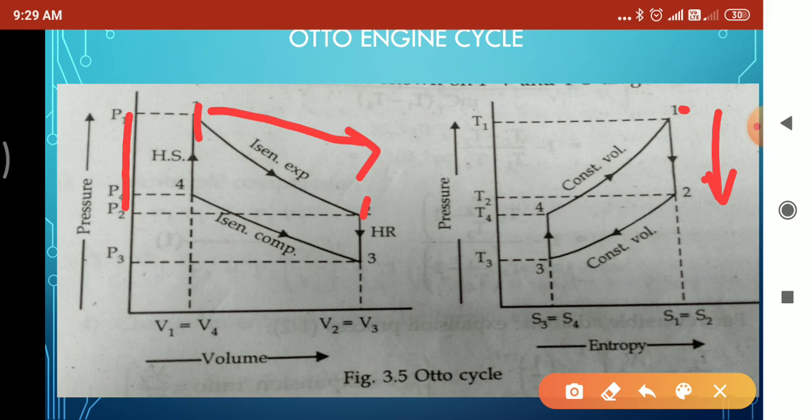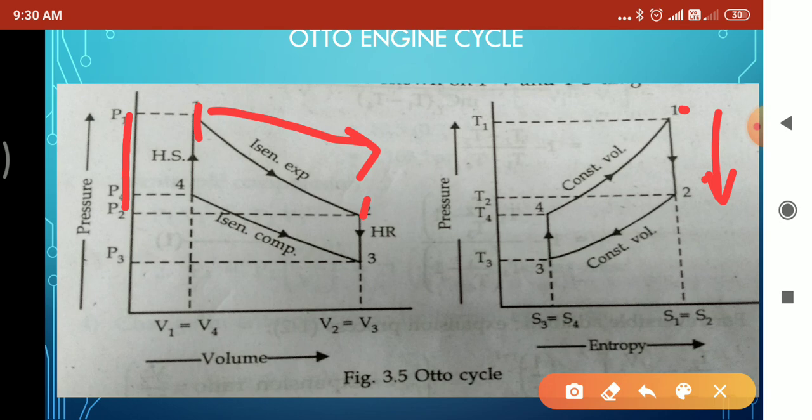In this process, no heat is absorbed or rejected, means there is no supply or rejection of heat, so heat remains constant, but temperature decreases, pressure decreases and volume increases. This is process number 1, called the isentropic expansion process.